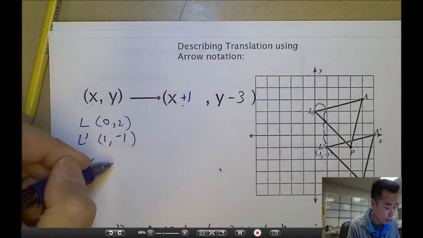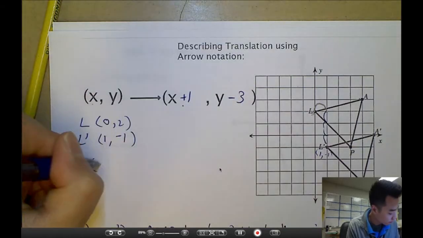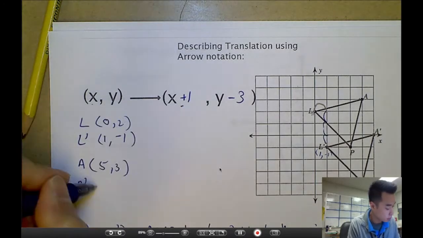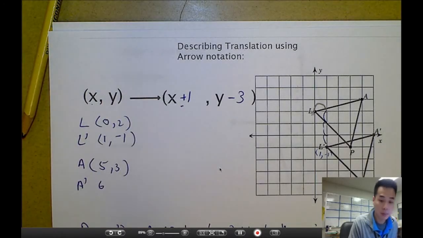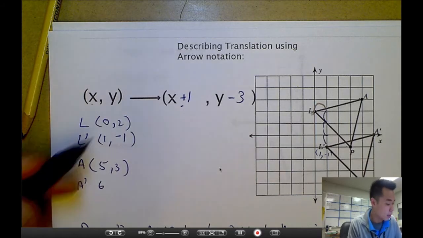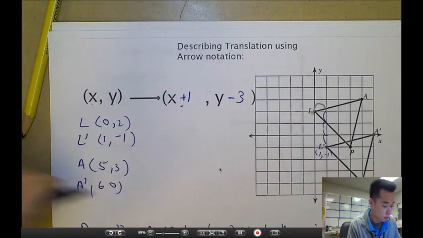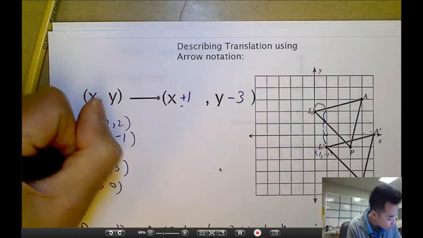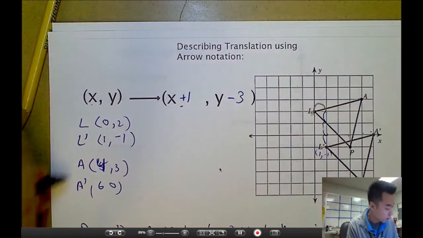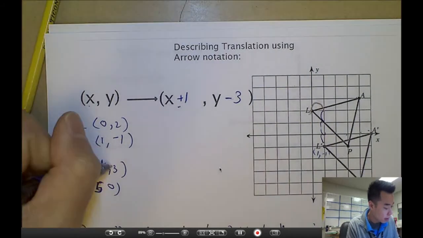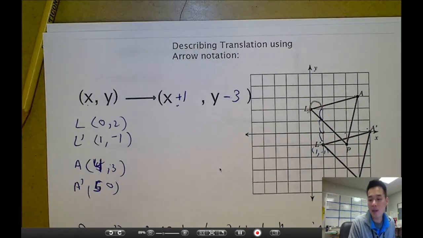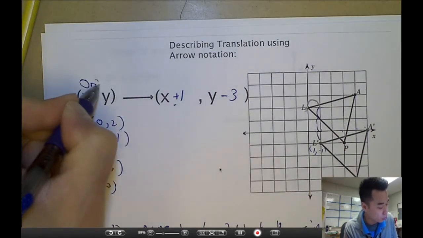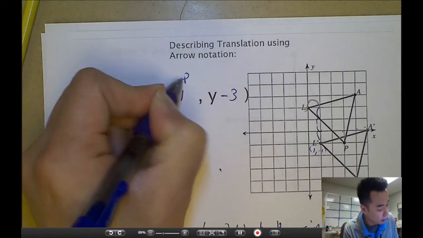You can do the same thing for A. A original is sitting at 5, 3. And A prime, if I add 1, should be 6. Okay. And then minus 3 should be 0. And there it is. Whoops. 1, 2, 3, 4. Sorry, this is 4. So if I add 1, it should be 5. Subtract 3 should be 0. And there's A prime. And you can do the same thing for P. So this is just arrow notation. This is the original. And this is the prime.